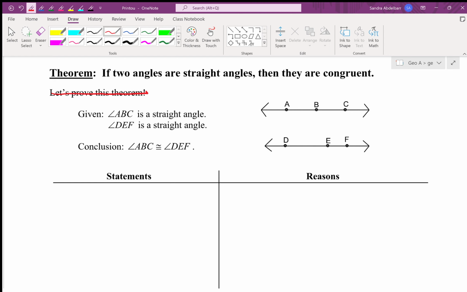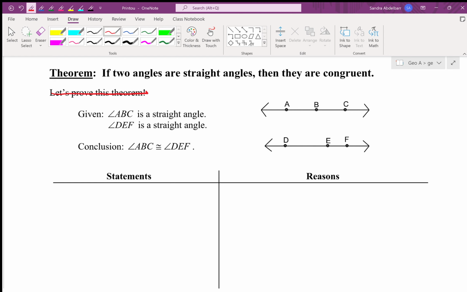Excellent, because straight angles have a measure of 180, and what's the definition of congruent angles? Angles with the same measure. That's why we can prove this theorem to be true. So now that we've verbally proved this theorem to be true, we can now use this theorem moving on forever without ever proving it again.